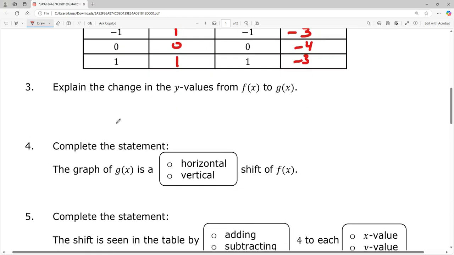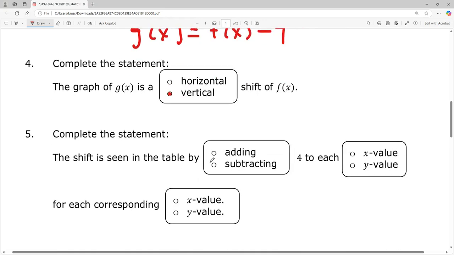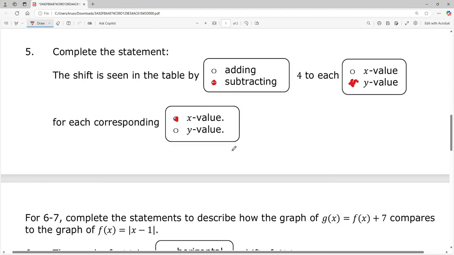Okay, and then mathematically, it's going to be g sub x equals f sub x, then -4. It's not inside the parentheses. Remember what we do when things are inside the parentheses, you change the sign. When it's outside the parentheses, you don't change the sign. So this is a vertical shift of x. We have to subtract 4 from each y value and for each corresponding x value, meaning that the x values stay the same, but the y values changed by 4 in that negative direction.